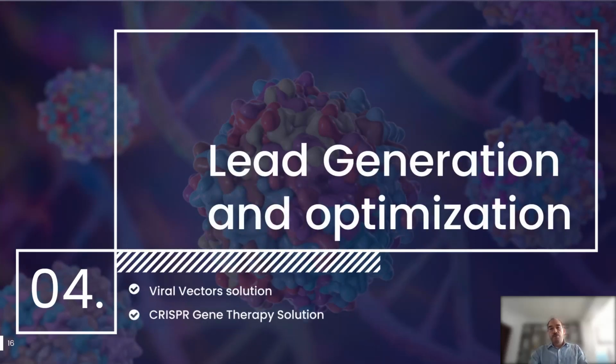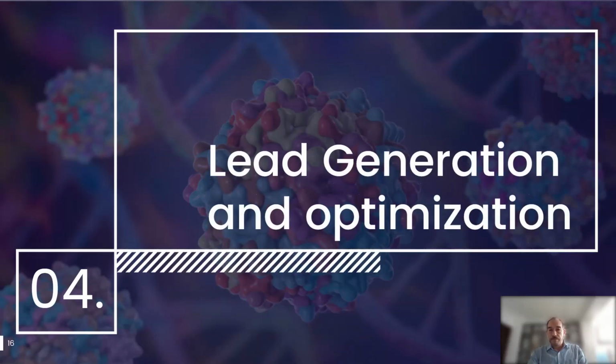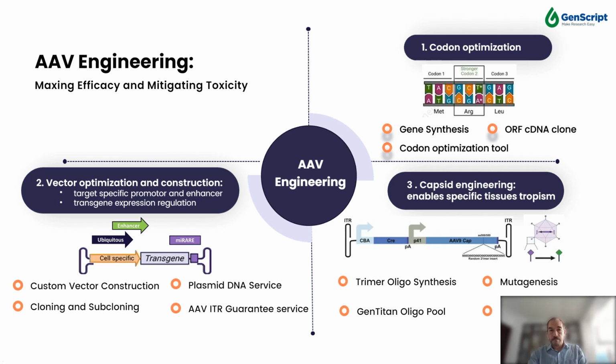So what tools do we have for lead generation and optimization? As we discussed before, we have multiple capabilities. We can support you in your viral vector developments or non-viral vector developments. Adeno-associated viruses are one of the most used viruses for gene therapy, so we have very strong capabilities in that. We can also do similar services for lentivirus. But basically, we can start with sequence.